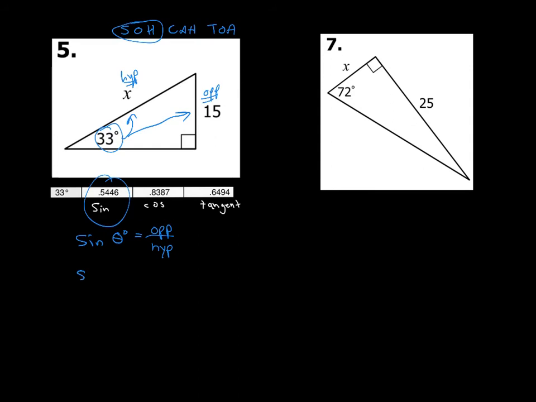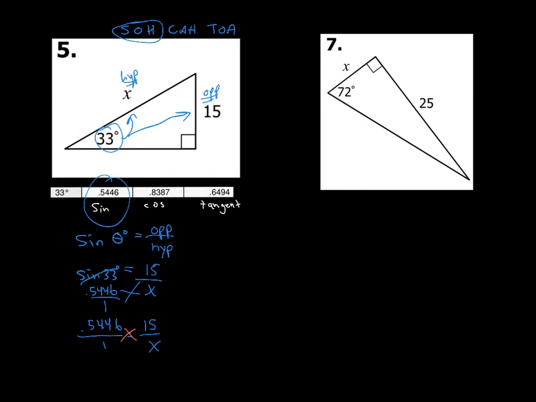So first I'm going to say sine of 33 degrees is equal to the opposite side, which is 15, over the hypotenuse x. I know that my sine of 33 is 0.5446, so I'm going to cross this out and insert 0.5446, because that's the decimal approximation of the sine of 33 degrees, and that's over 1. And now we're going to cross multiply these two, right?